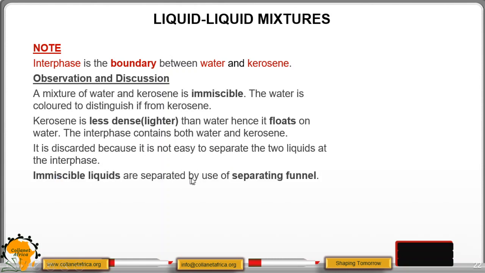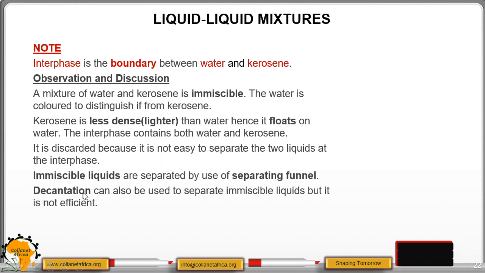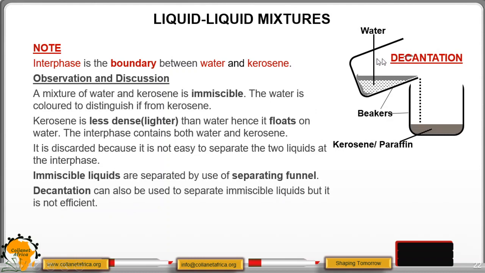Immiscible liquids are separated by using a separating funnel. Decantation can also be used to separate immiscible liquids, but it is not efficient. So we have decantation here. We have the water which is down because it is denser than the paraffin. Then we have this process of decantation where you allow the paraffin to flow out first, and then you are left with water in the beaker.